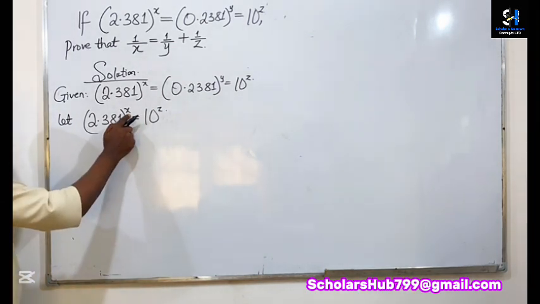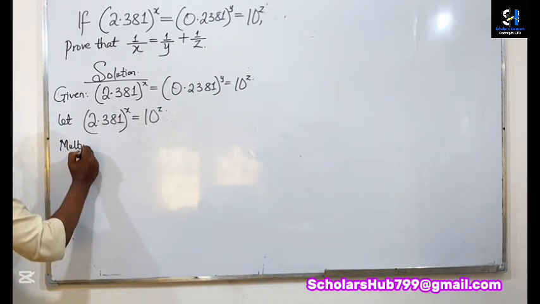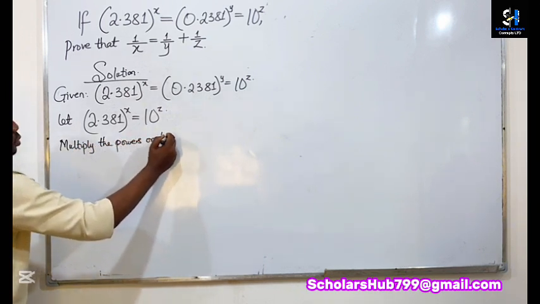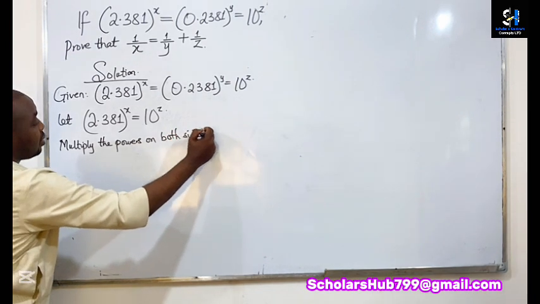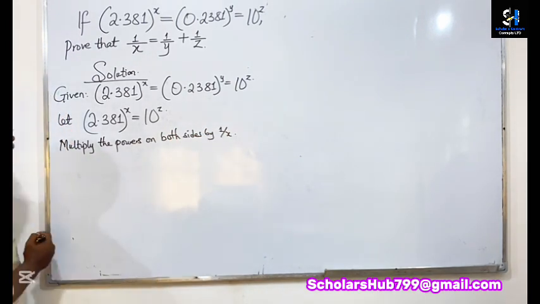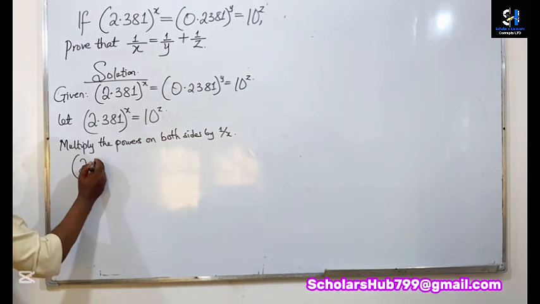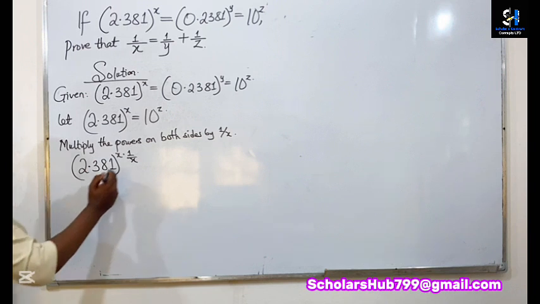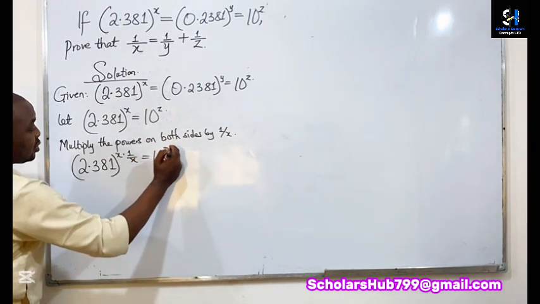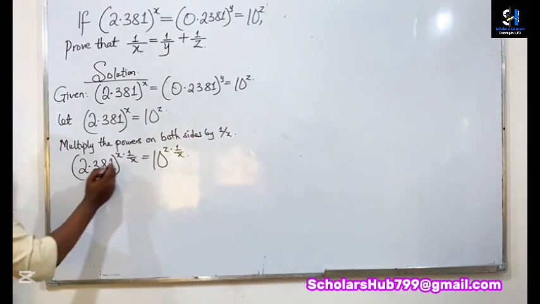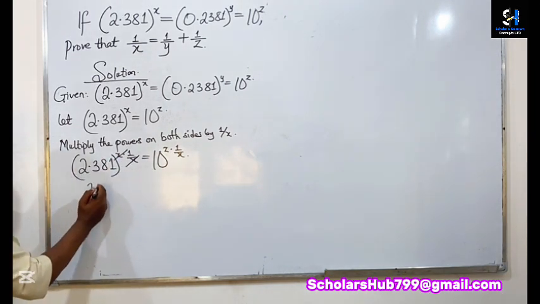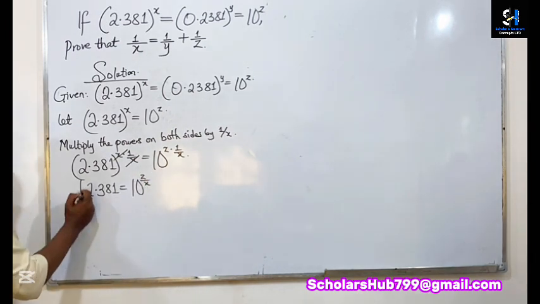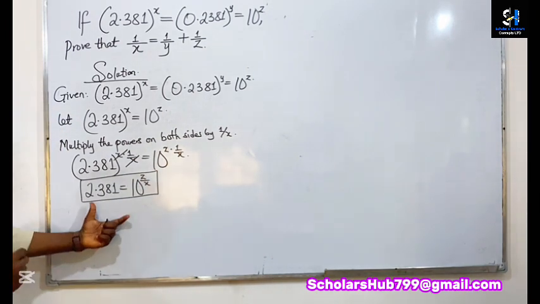Now to get rid of our x, I'm going to multiply the powers on both sides by 1 over x, so that this will be (2.381)^x times 1 over x equals 10 to the power of z times 1 over x. So x will cancel x, and this becomes 2.381 equals 10 to the power of z over x. So now let me box this because we're going to come back to this.